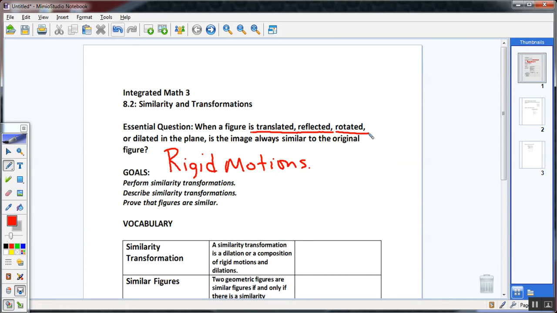Is dilation a rigid motion? No. Why not? Because dilation is a size change. So these three things that I've circled right up here, these are all considered to be what? Rigid motions, okay? So to answer that question, we're going to look at performing some similarity transformations. We're going to describe those similarity transformations, and we're going to also prove that figures are similar today. So this won't be too terrible.